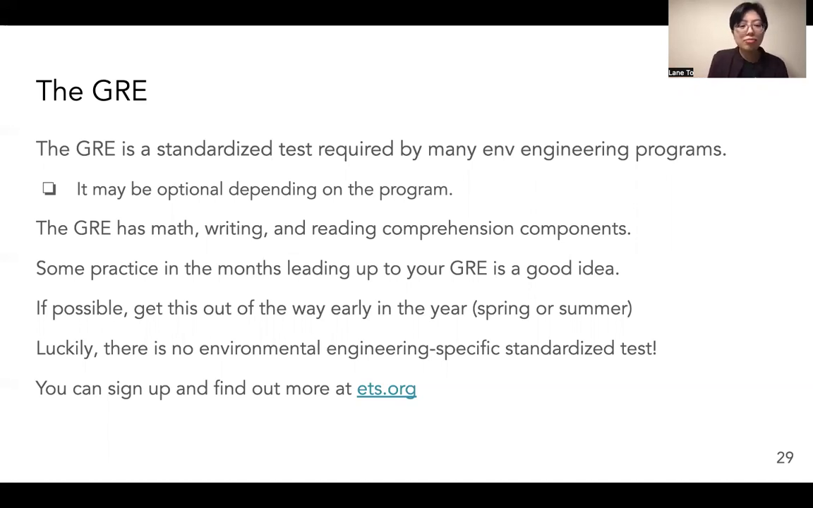So you'll want to get a preparation book or find some online materials, and spend a couple months leading up to your GRE to practice, do some practice tests, that kind of thing. It's good to get this out of the way before you apply, so you know what your score is and can have a gauge for what's within the range of schools that you can apply to based on that. There is no environmental engineering specific standardized test. That's good to note. But you can learn more about the GRE at ets.org.